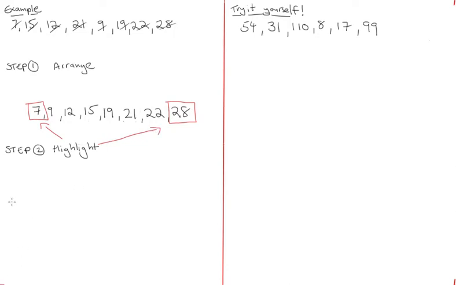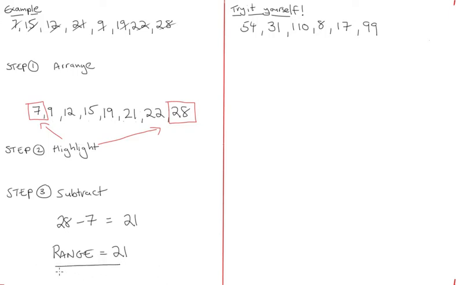Now, step 3 is subtract. So I'll take 28, which is the biggest, and I will subtract the smallest number, which is 7, and that will give me 21. So the range of this array of numbers or values is 21. From smallest to biggest, it's 21. Okay, that's the answer. Done.